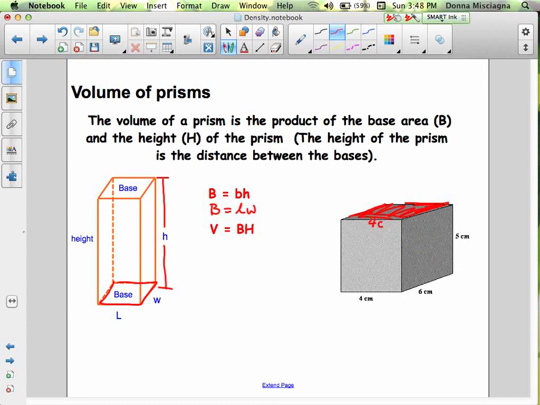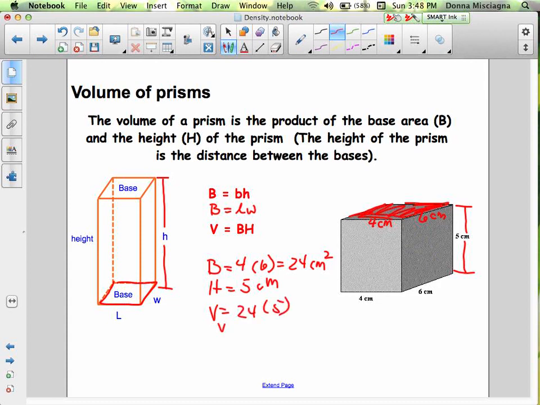So this is 4 centimeters and this is 6 centimeters. Therefore, the area of the base would be 4 centimeters times 6 centimeters, or 24 centimeters squared. The height of the prism is the distance between these two bases, the top and the bottom. So the height is 5 centimeters. That makes the volume equal to 24 times 5, or 120 centimeters cubed. So area is measured in square units, and volume is measured in cubic units.